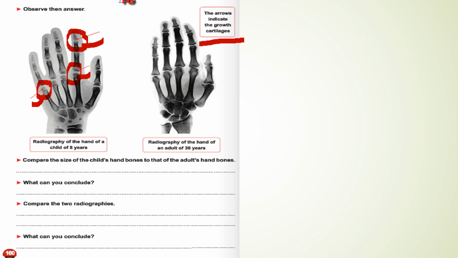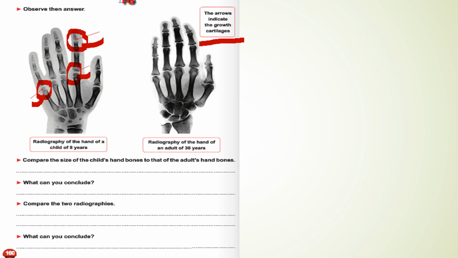We have to compare the size of the two hand bones. Of course, the size of the child's hand bones is smaller than the size of the adult hand bones. What can we conclude? We can say that as the age increases, the length or the size of the bones also increases.